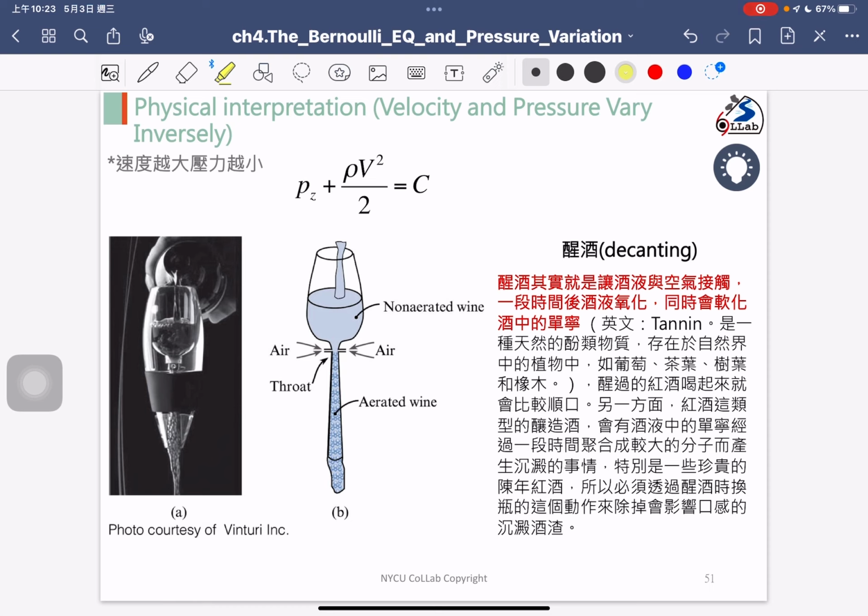As for me, I really like to drink wine, so sometimes the tasting of the wine is very important to me. So that's a very famous idea. When we have the decanting, what does it mean?